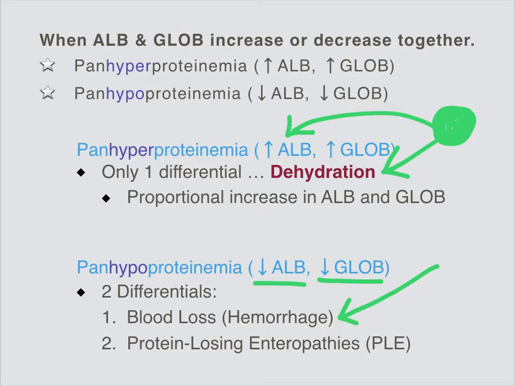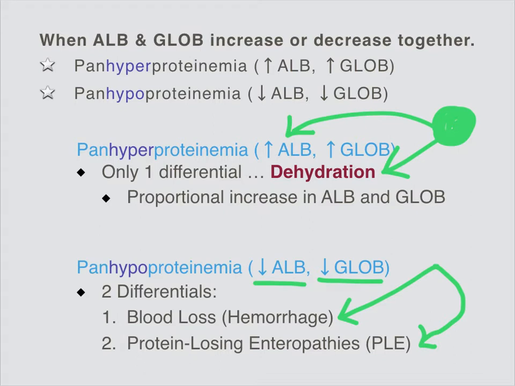The other time we lose it, and you guys rocked it out with this in case-based, is our protein-losing enteropathies. Okay, so when our protein-losing enteropathies are going on, we're not able to absorb proteins, and we also have all our proteins leaking out into the gut. So there's our two differentials.